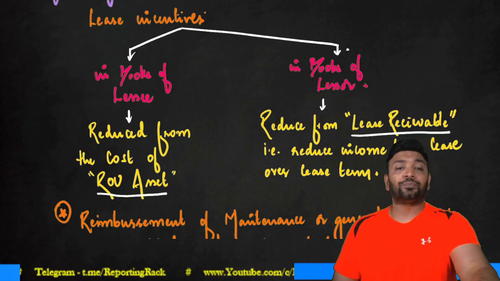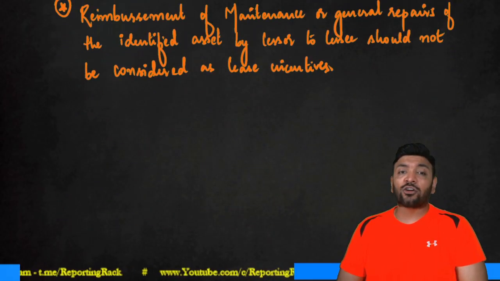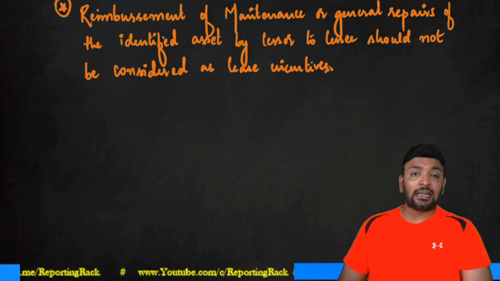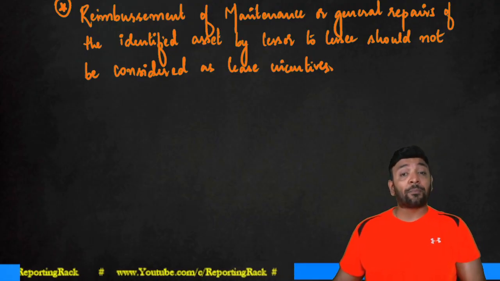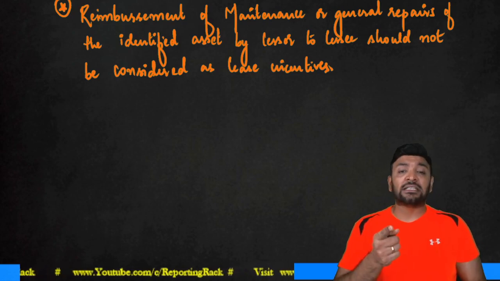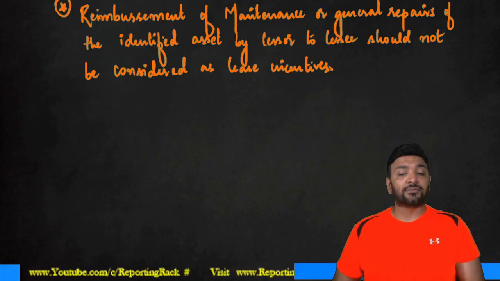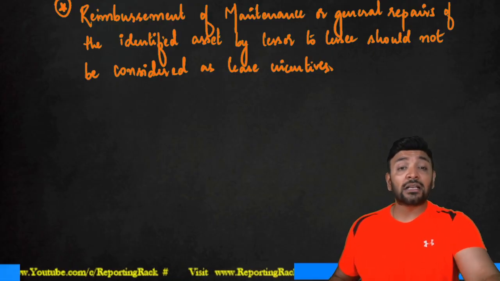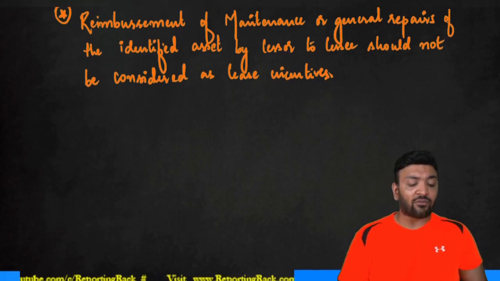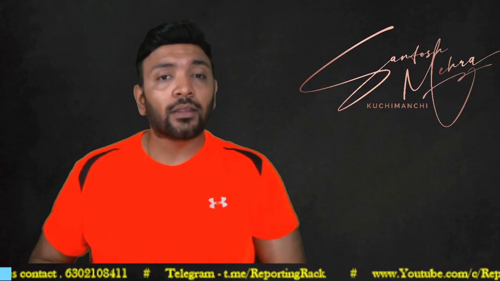Any reimbursement of general maintenance and repair costs for the identifiable asset, which are supposed to be paid by the lessor but initially paid by the lessee and the lessor reimburses these costs, cannot be considered as lease incentives. So that will bring us to the end of one of the concepts that we wanted to discuss. Out of 4 concepts, we are done with 1.